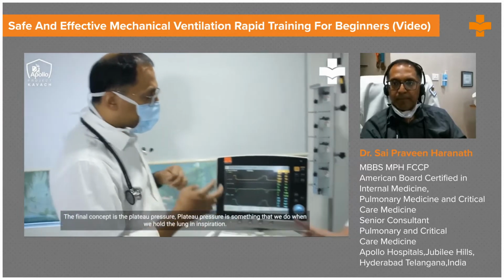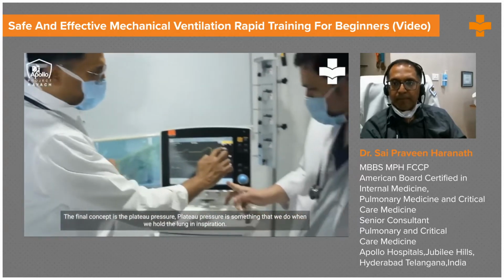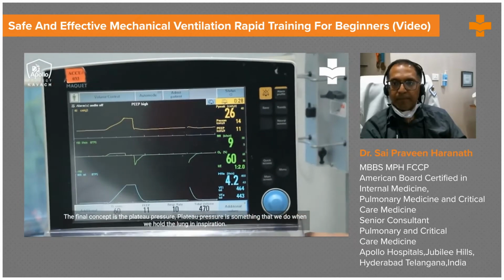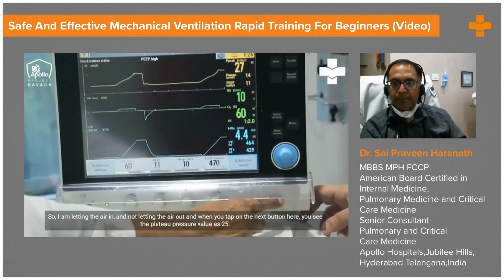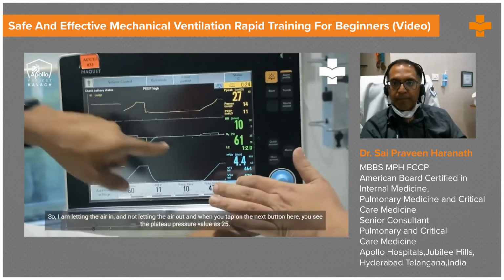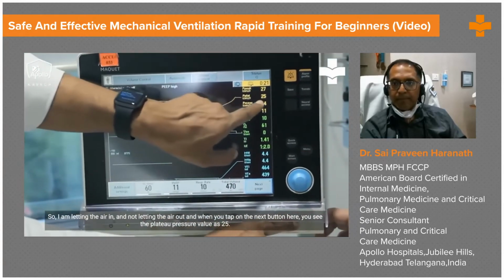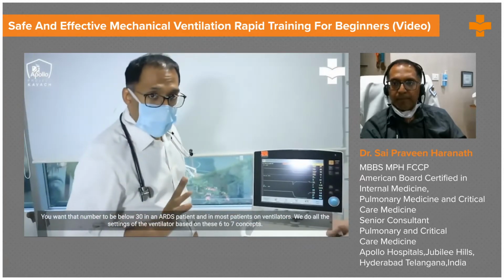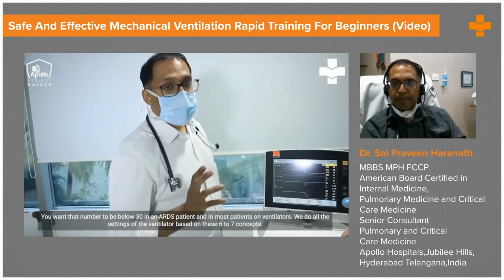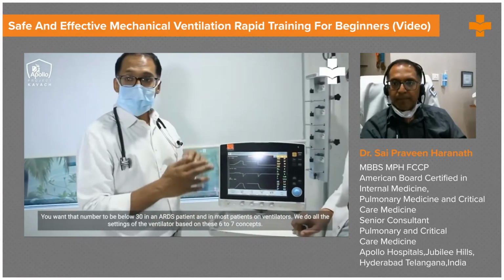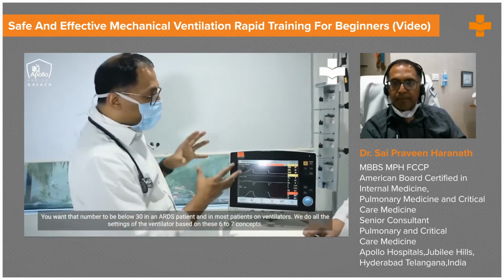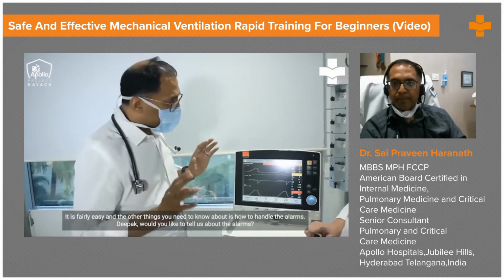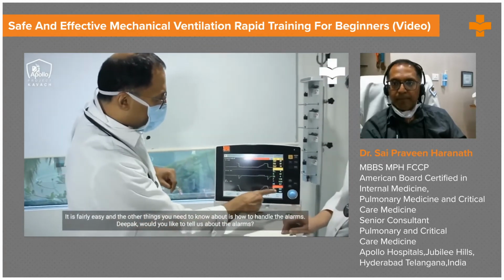The last concept is of plateau pressure, and the plateau pressure is something which we do when we hold the lung in inspiration. So I'm letting the air go in and not letting the air out, and when you press this next button here, you see the plateau is 25. So you want that number to be below 30 in an ARDS patient. In most patients, you want it to be below 30. And we do all the settings of the ventilator based on these 6 or 7 concepts. It's fairly easy. The other thing you need to really know about is how to handle the alarms.